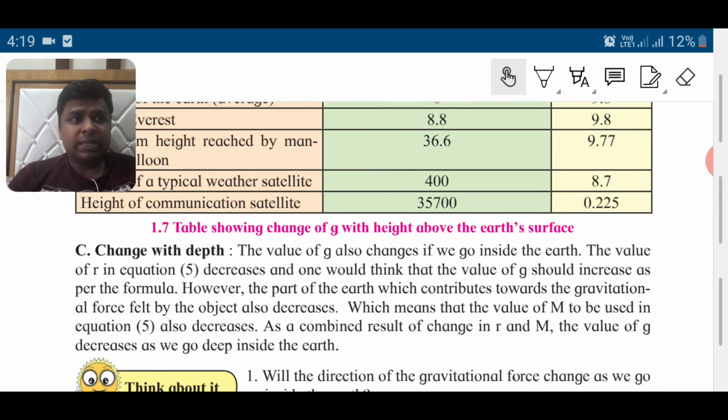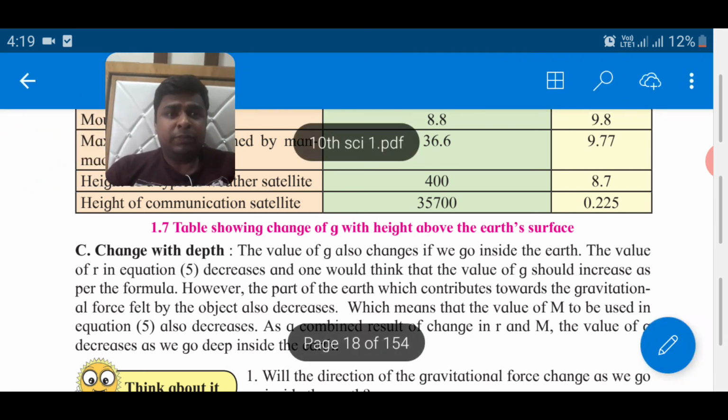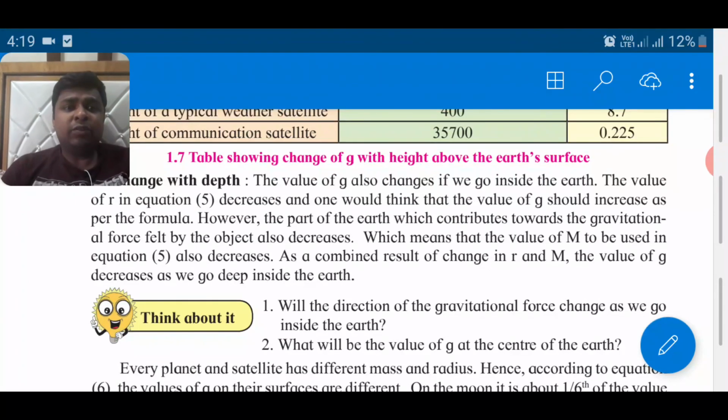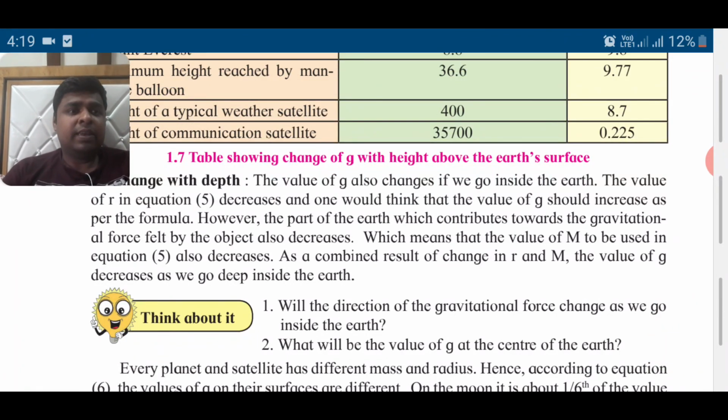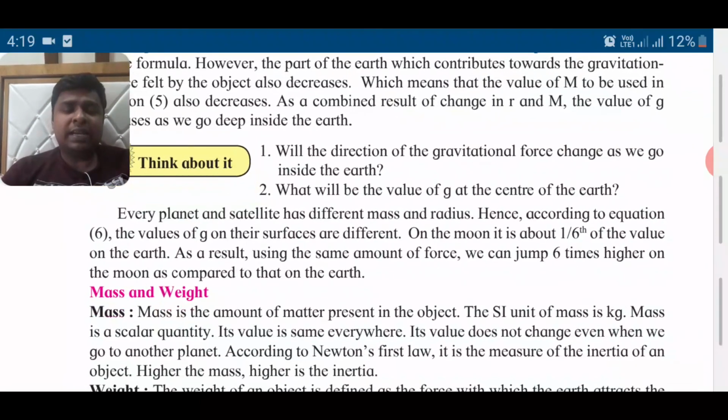Remember this. Understood? So the value of g changes with depth also. As you go towards the center, the value of g decreases. The capital M value that is to be substituted also decreases. The combined result of R and M is that as we go down towards the center, it decreases and becomes 0 at the center.